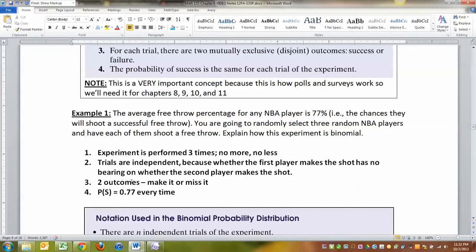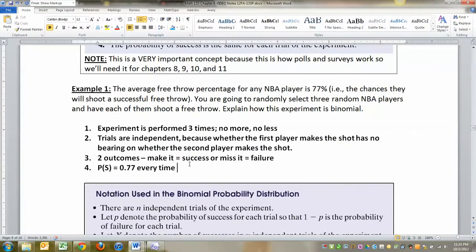And then there's 2 outcomes. They either make it or they miss it, right? Success would be they make it. Failure would be they miss it, right? Although if you're on the opposing team, I suppose you want the opposite, right? Missing would be success for you. But we'll just assume that we want them to make it, so that's success. And then the probability of success is 0.77 every time. NBA players are actually quite consistent in their free throw percentages. They just don't vary that much, either from person to person or over time. Now, there are some players that are exceptions to that, and generally as players age, they might get worse at free throws or something like that.